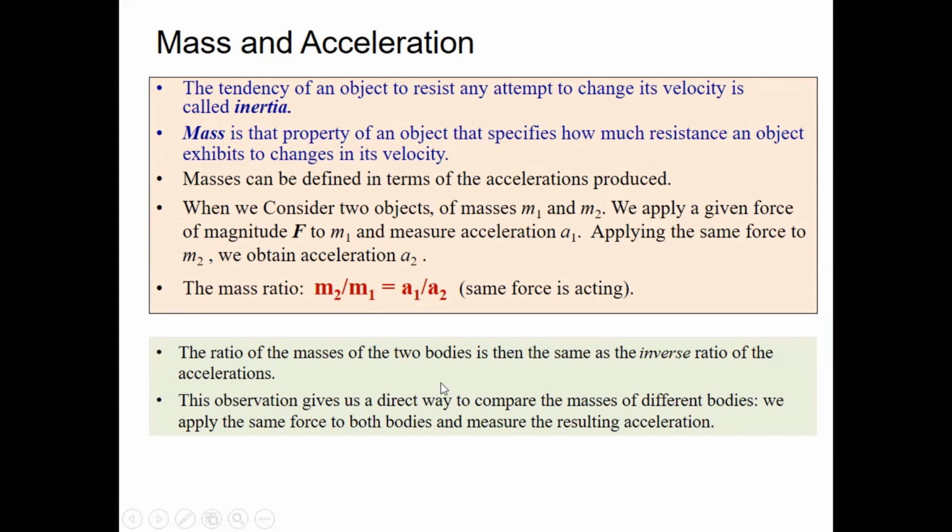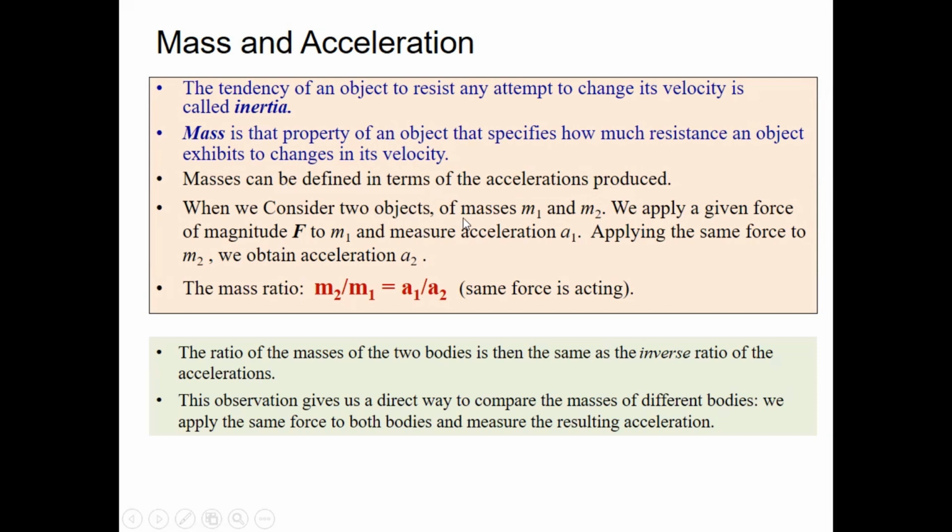Other experiments also show us that mass and acceleration are related to each other. The tendency of an object to resist any attempt to change its state or velocity is inertia. And mass is the property of the object that specifies how much resistance the object exhibits, the inertia, to any change in its velocity. Masses can be defined in terms of the accelerations produced.